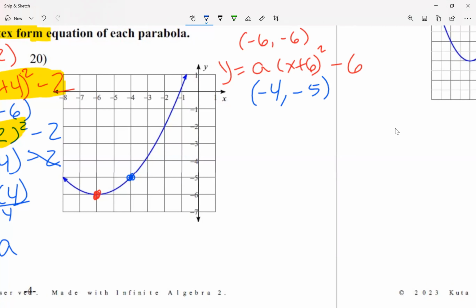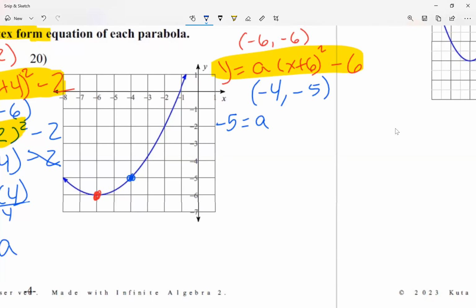I'm going to use what I know for the equation. I'm just going to replace x with a -4, and I'm going to replace y with a -5. This is how I'm going to solve for my aperture, the a value. So let me write this as -5, because that's the y value, equals a. I don't know the aperture. Now my parentheses, x plus 6. I know the x value is -4. So -4 plus 6 is 2 squared minus 6.